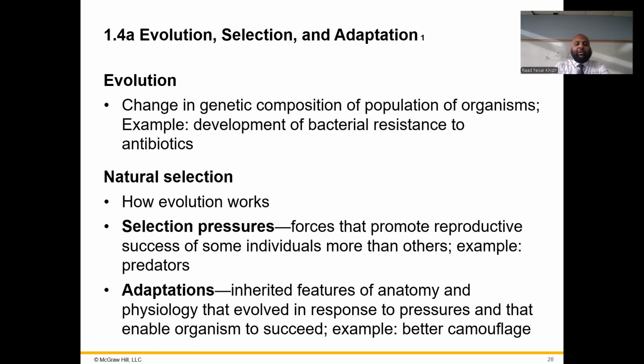Okay, adaptations are inherited features of anatomy and physiology that evolved in response to pressures and that enable the organism to succeed. An example is better camouflage.